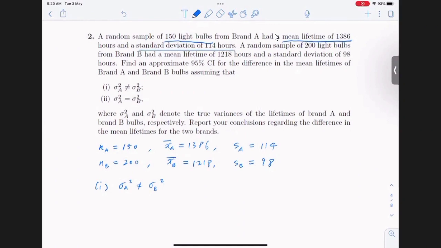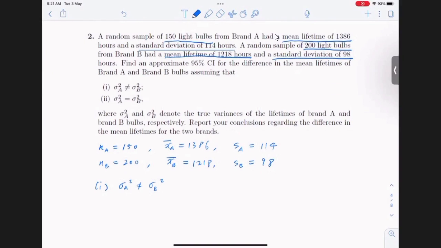For the B sample, we have 200 light bulbs. So the sample size is 200 for the B sample. Sample mean, 1218 hours. And the sample standard deviation, 98 for the second sample. So we can find out these sample statistics.